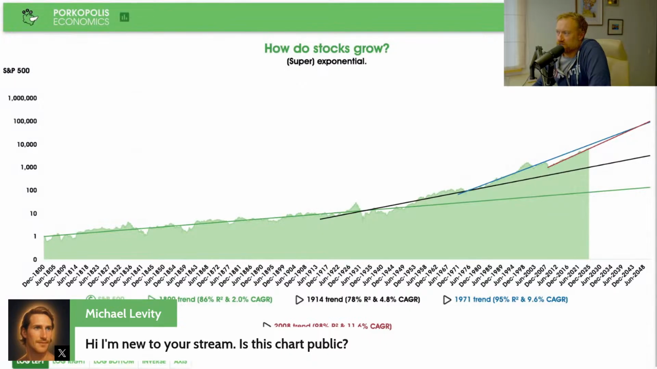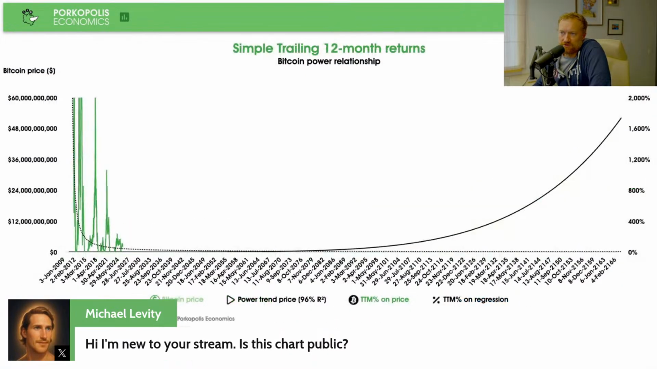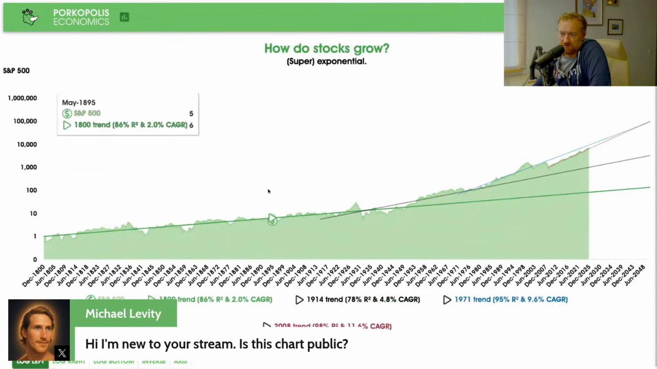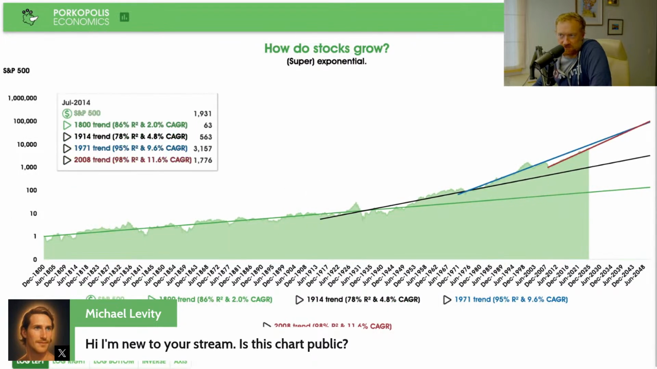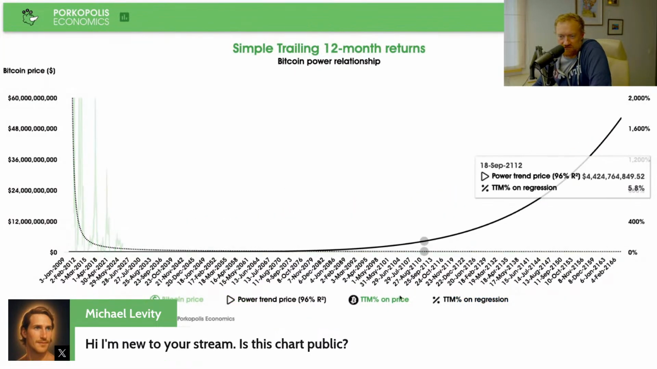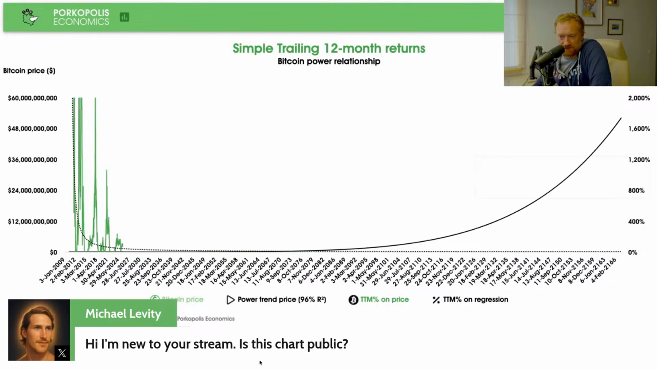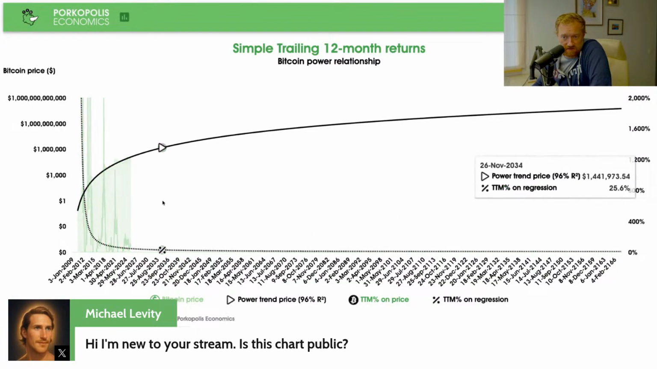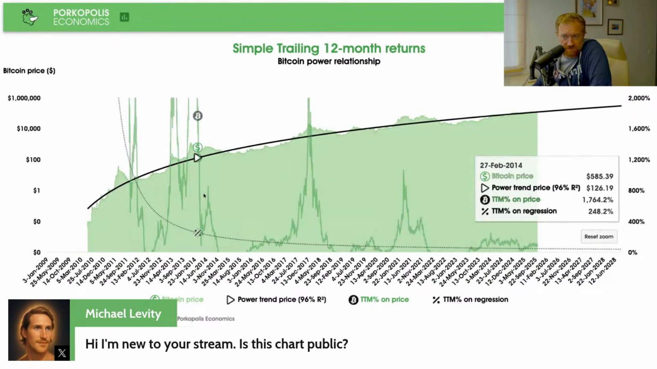But this is what I wanted to show you. We have the super exponential growth, which Geoffrey West talks about, right? Faster and faster exponential. But Bitcoin is throwing everybody for a loop. The price grows pretty fast at the moment, but that will slow. That will slow.